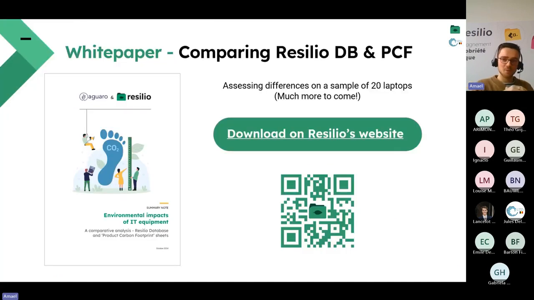What I will present right after is the results of a white paper produced by Resilio Lab, our R&D department, and our partner Aguaro, which is a software provider for environmental footprinting in ICT. We assessed differences between Resilio database and product carbon footprint for roughly 20 laptops, and we are going now to hundreds and thousands to repeat this assessment at scale.